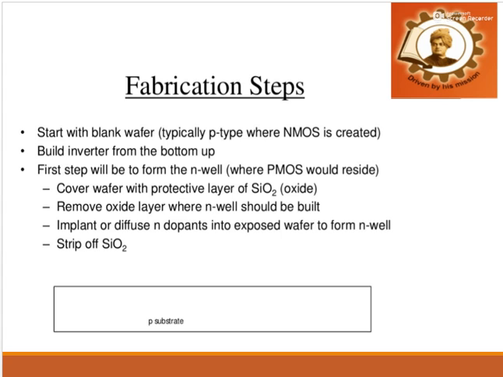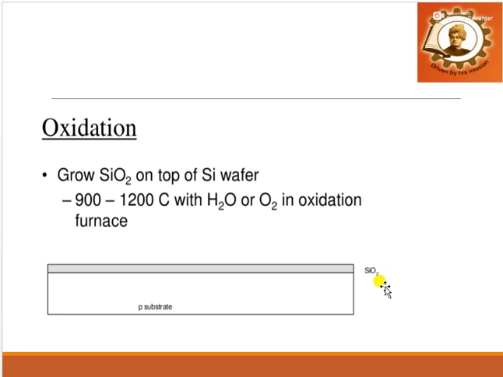The first step is that we have to take the base material. That base material may be called a blank wafer, and for our N-well formation we choose P-type material for the base or substrate. To form our N-well, cover the wafer with a protective layer of SiO2 and remove the exposed layer where the N-well should be built. This is shown in the figure.